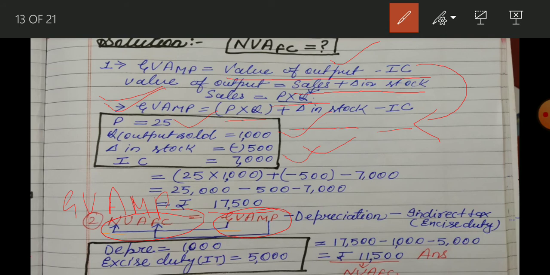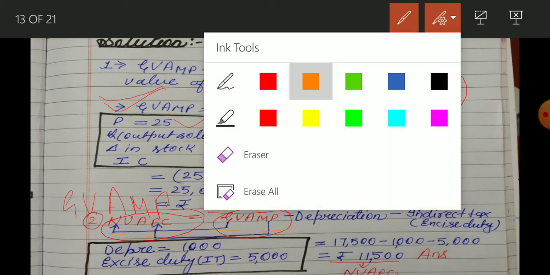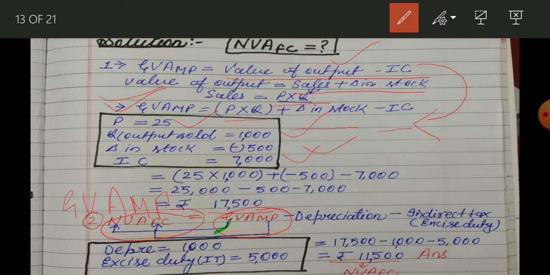On the other side, here is given market price and here is given factor price. So when we are moving from gross to net, we have to subtract depreciation, and when we are moving from market price to factor price, we have to subtract NIT. But in this question only indirect tax is given, so we are going to directly subtract excise duty or indirect tax.